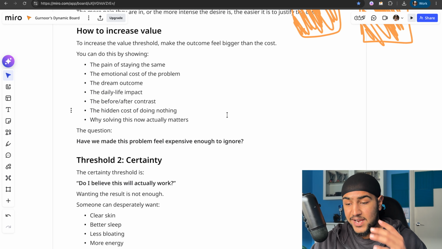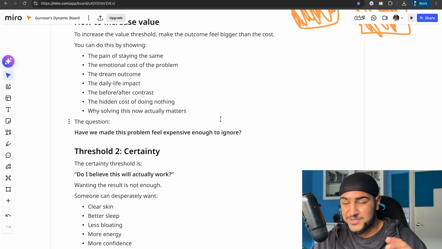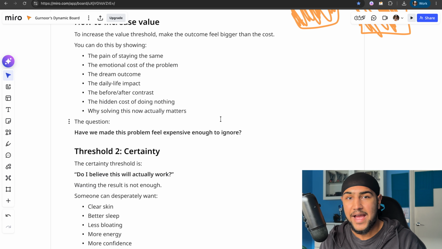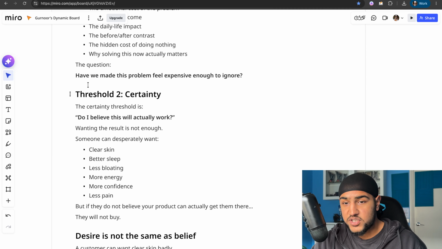And that is why all of these drop shippers who sell these shitty little products, that is basically just FOMO, sometimes they get a lot of sales as well, because people just have so much FOMO of not actually having that product, and the cost is so low, it's like $10, $20 that they just pay, right? And then why solving this now actually matters. The question, have we actually made this problem feel expensive enough to ignore?